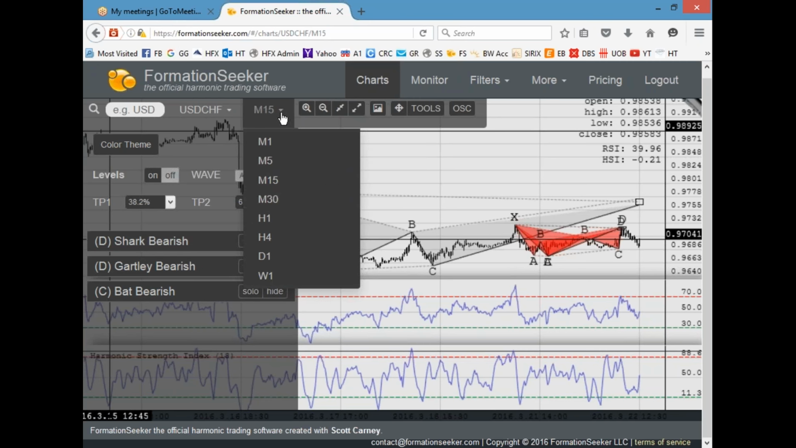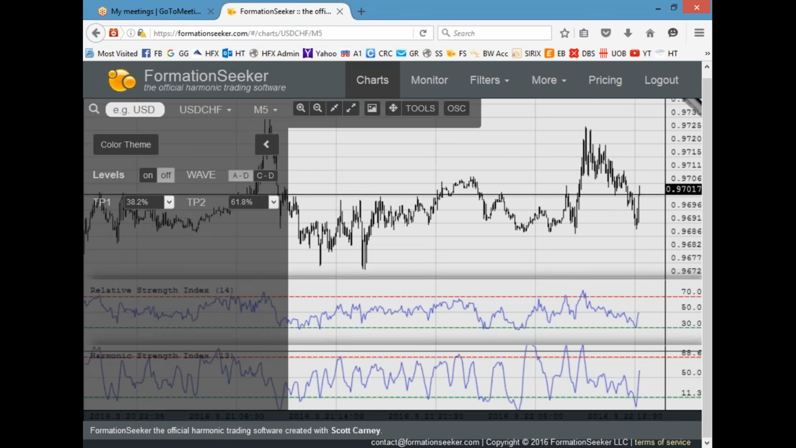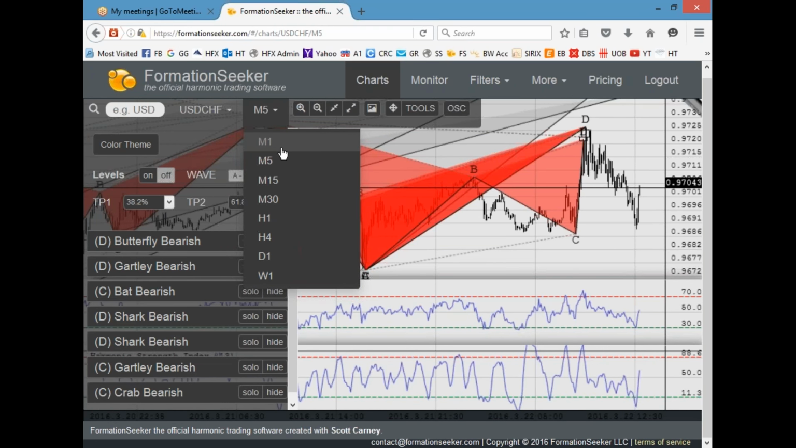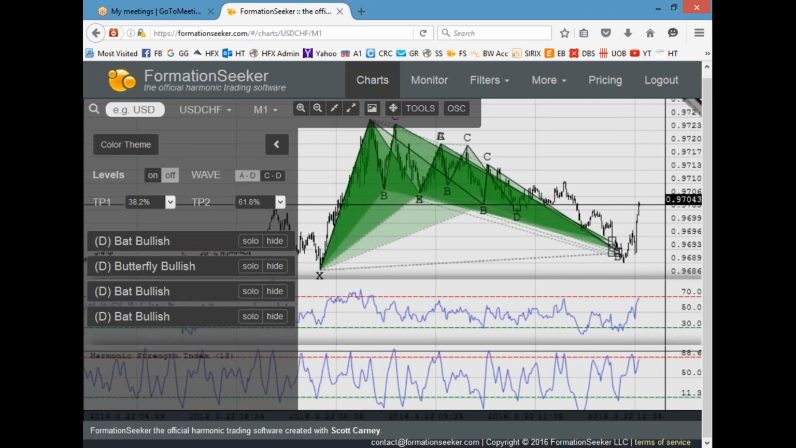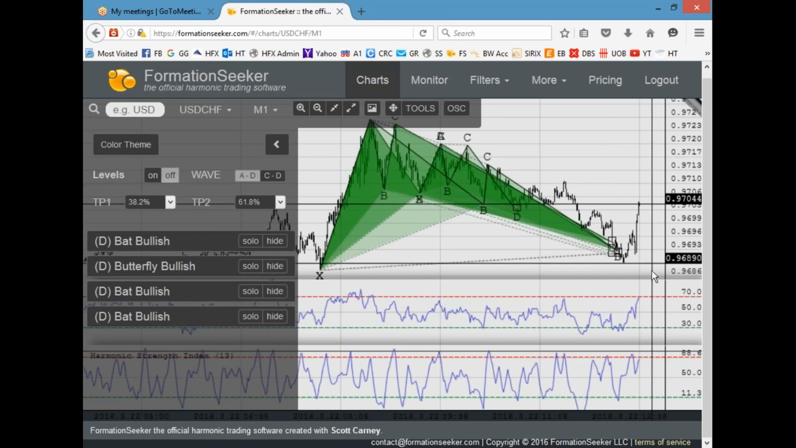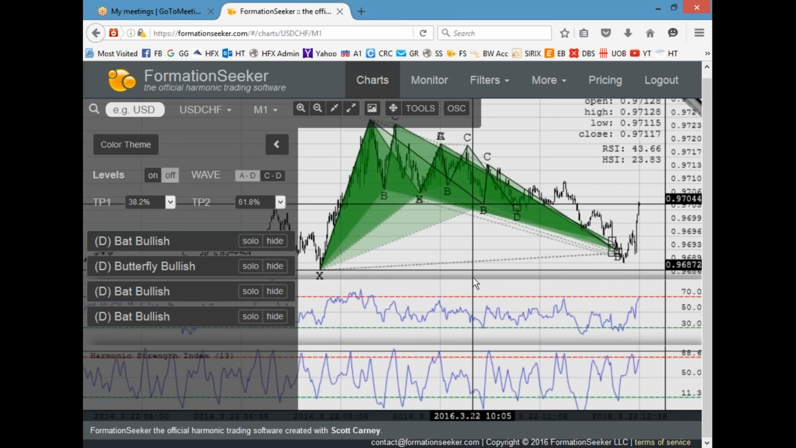M15, nothing bullish. M5, nothing bullish. Everything is calling for a sell at the moment. Okay, so for now you just wait for it to come back down, and then we use the same criteria.